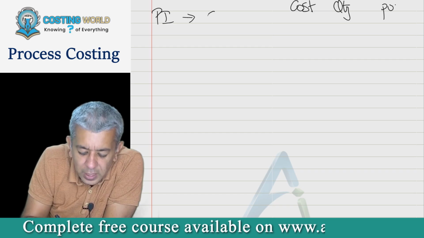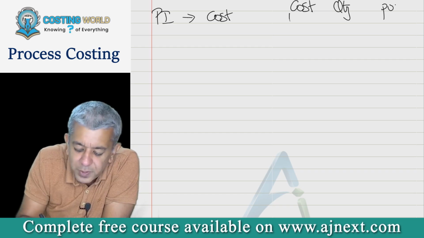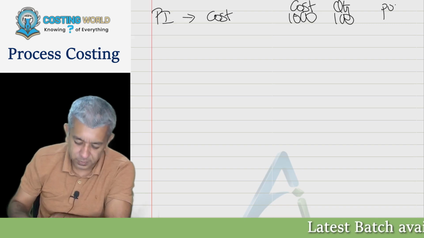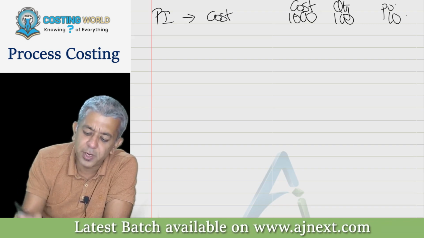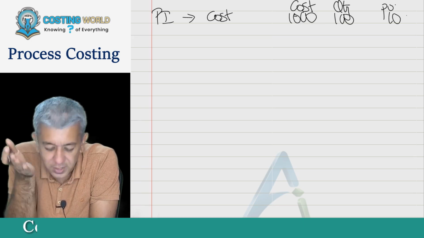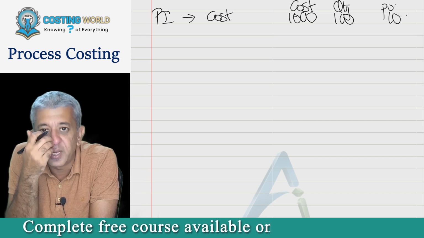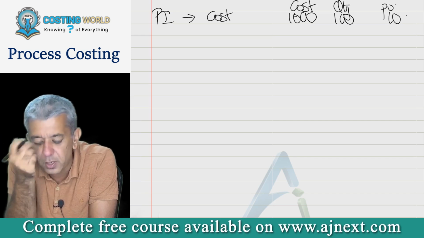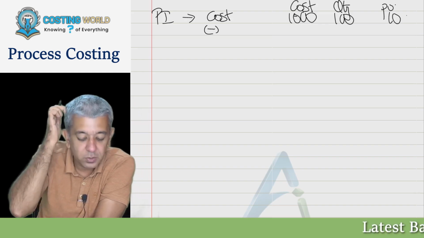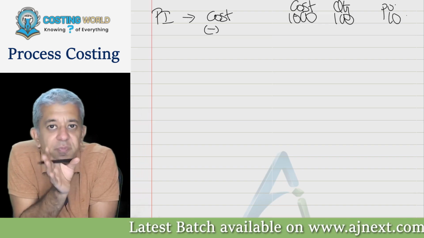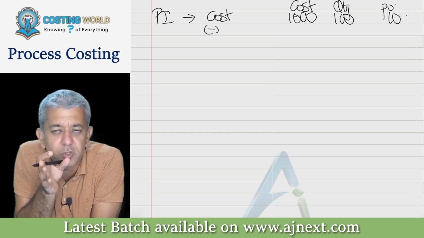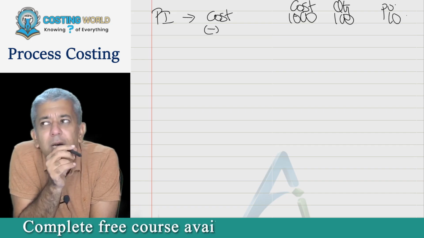Process 1 incurred in this case rupees 1000 to produce 100 units of the product. So therefore per unit cost was how much? 10 bucks. Cost was 1000, quantity was 100, so per unit was 10. Now when they produce 100 units, they should transfer 100 units to the next process, no? Yes, sir. But they did not.